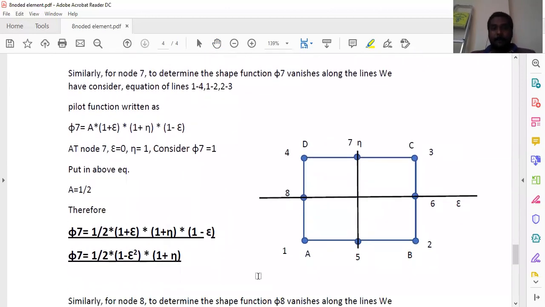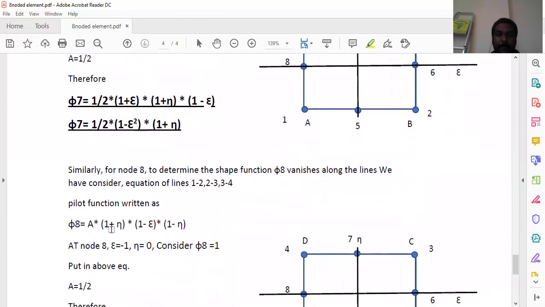Similarly, when we are calculating the shape function at node number 7, consider the 1-4 equation, 1-2 equation and 2-3 equation. At node number 7, the coordinates are zeta equal to 0, eta equal to 1, and shape function phi 7 equal to 1. Put in the above equation, a equal to 1 by 2, and we get the phi 7 shape function at node number 7.